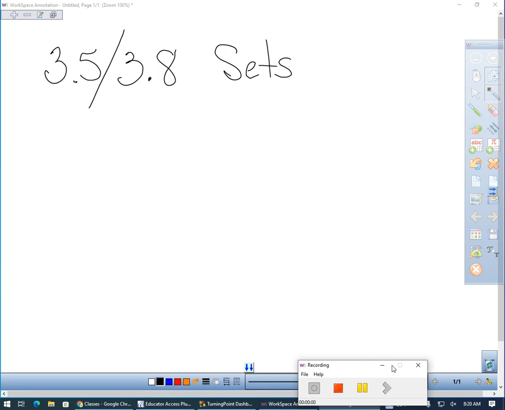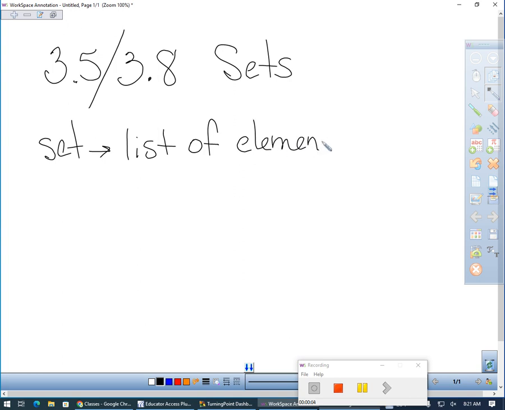Today we're doing 3.5 and 3.3 together. They're sets. A set is a list of elements. And I call them elements because, as I said, they can be numbers, letters, colors, a whole bunch of different things. I want to start with some of the vocabulary we're going to be using in the process.